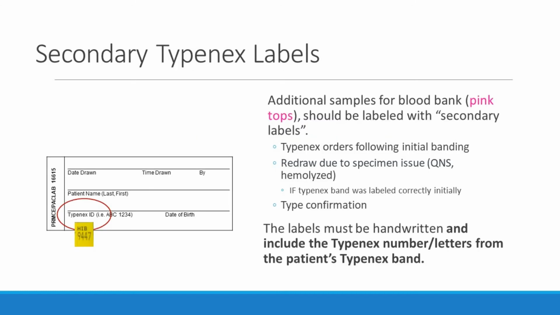So we have these secondary type and X labels. Basically it's the same thing, last name, first name, date of birth, and then if you can put a little type and X ID sticker there. If not, just write it out. And the ID does include the letters and the numbers.